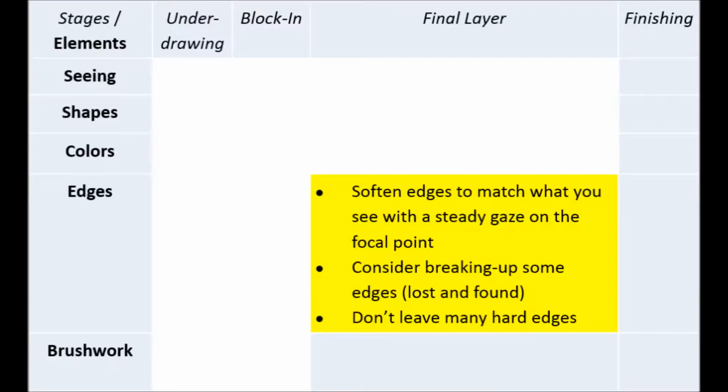Edges are the primary focus of the final layer stage, so I'm going to spend a bit of time talking about this just so you know what to look for and how to try to alter your image to accommodate what you see. Here we're trying to soften the edges primarily to make them match what you can see with a steady gaze on the focal point. Now this is a tricky thing, and I'm going to try to describe it with a little illustration that I used in the course.